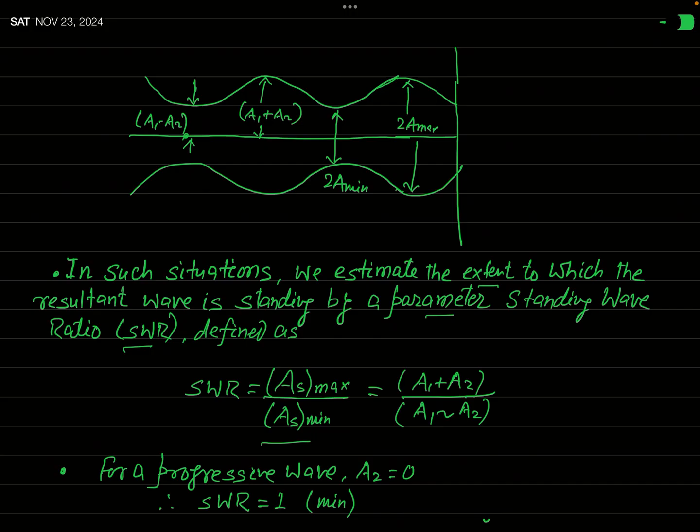Now you can see, if we are talking about a progressive wave, then what will this SWR be? In a progressive wave there is no superposition. There will be only one wave. So in this condition, we will have A2 equal to 0 because the second wave is not present. And if A2 is 0, then this SWR will be A1 divided by A1, and that is equal to 1. Actually, this is the minimum value of SWR. The standing wave ratio has a least value equal to 1.